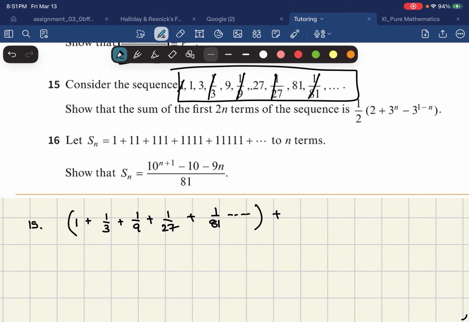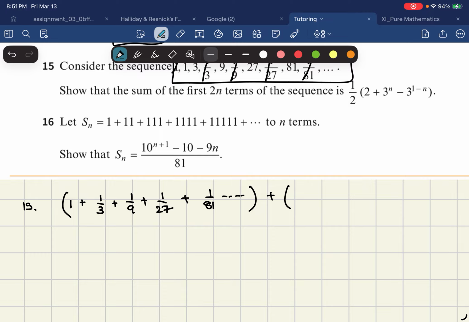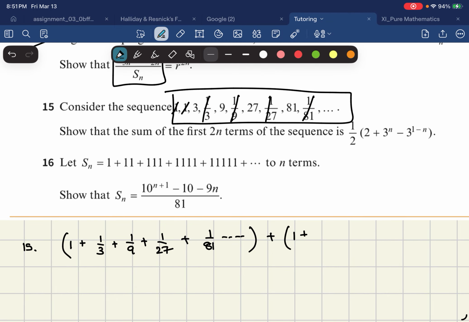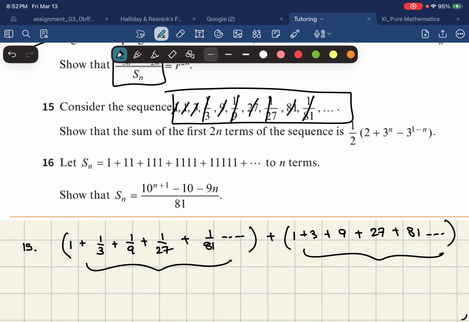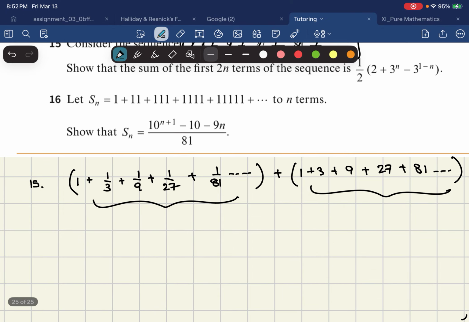So that is 5 terms. And then I take 1 plus 3 plus 9 plus 27 plus 81, and on and on. So I take 1, 3, 9, 27, and 81. That is also 5 terms. So I have 5 terms in my first bracket and 5 terms in my second bracket. Logically, I will have n terms here because it goes on, and n terms in my second bracket. So the sum of the 2n terms, I just add these up, and I'm going to get the sum of 2n.